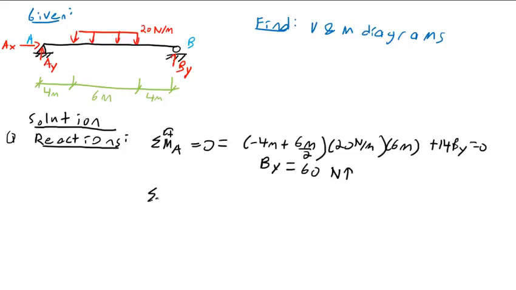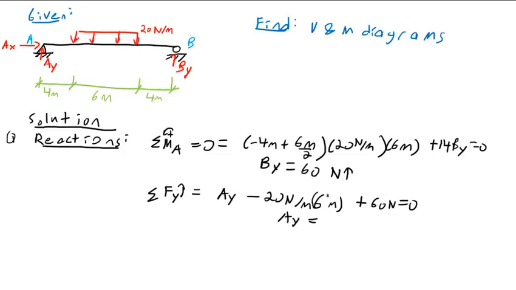So I'm going through the reactions kind of quickly because we know how to do that stuff. This is easy. Y'all know this. Sum of forces in the vertical direction, upward positive. AY minus 20 newtons per meter times 6 meters plus 60 newtons equals 0. And AY, therefore, must also be equal to 60 newtons.